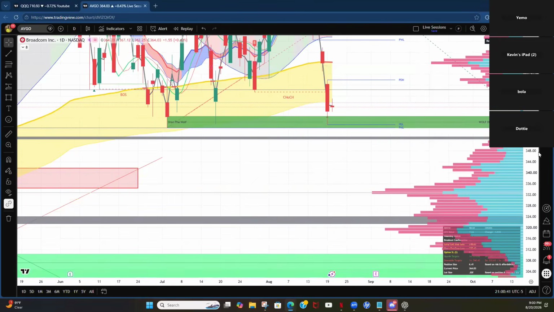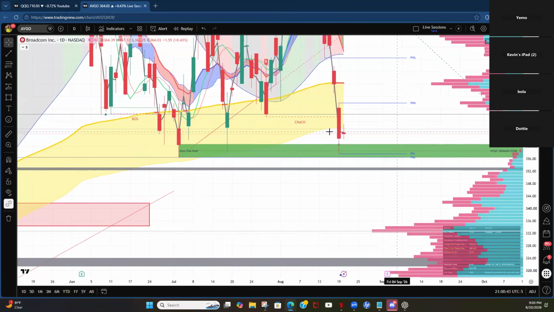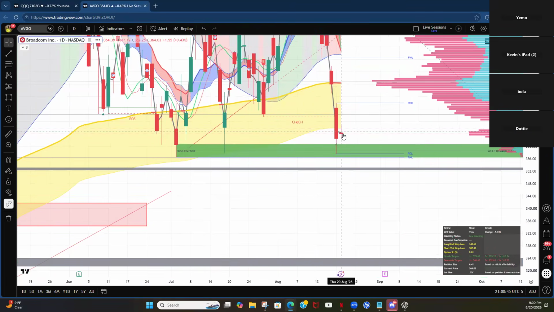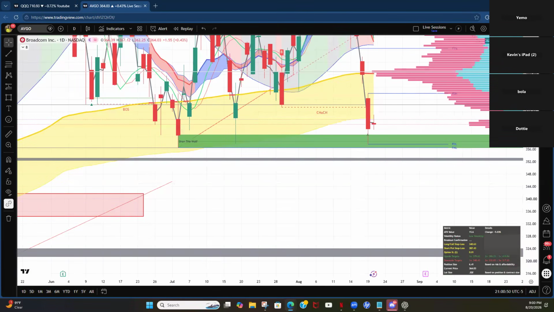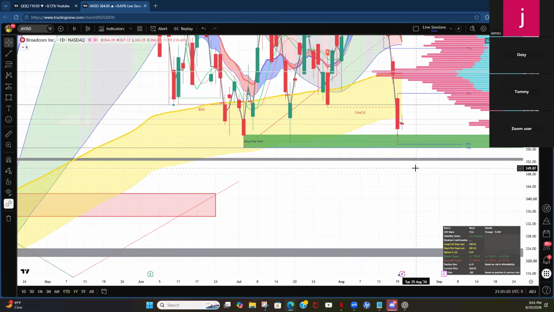All right, one thing we have is we are outside of the 200 cloud, the body of this candle closed outside of it. We do have this wolf supply, wolf demand, excuse me, right here. And maybe if we got under that, your next target would be this 353, 352 range right here.